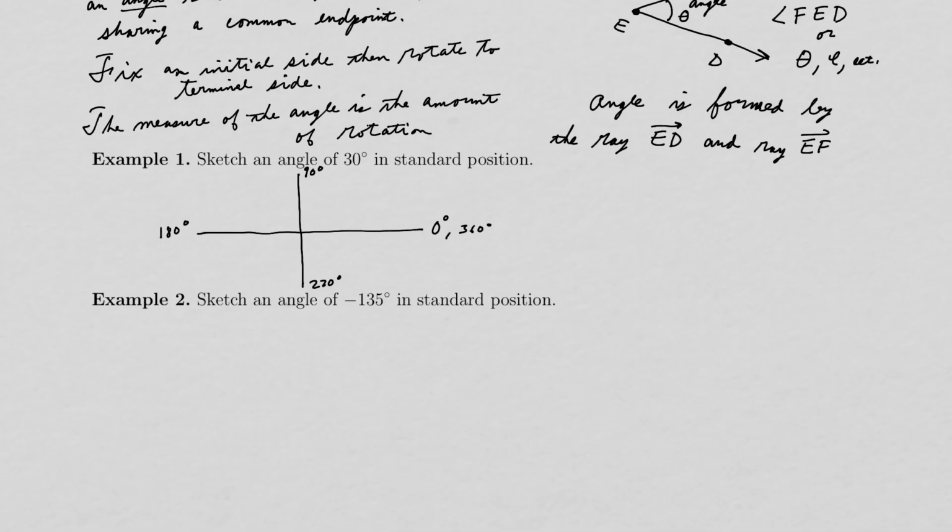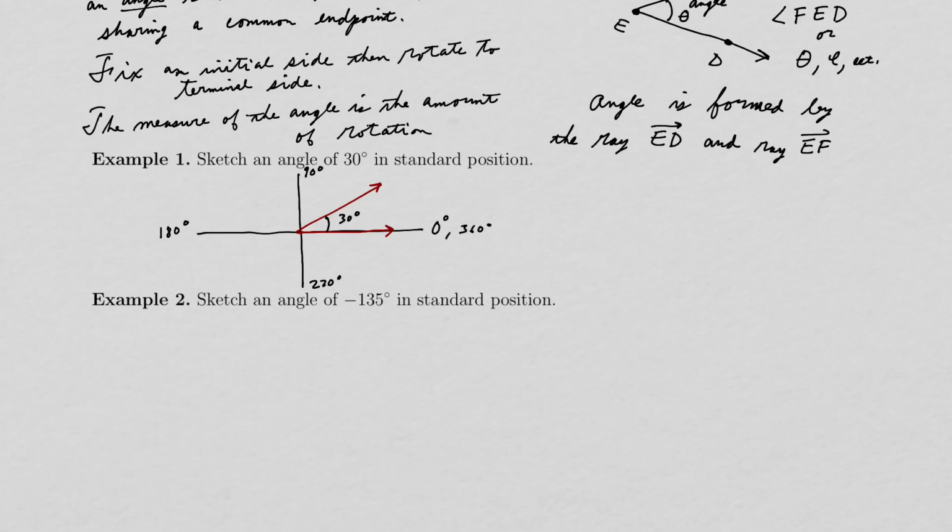So the initial side is formed by a ray that goes from the origin along the positive x-axis. And then the final ray, the terminal side, is, say, right here. So the angle would be this angle right here. Let's say in this case it's like 30 degrees. So that would be an angle of 30 degrees in standard position. So again, the initial side is along the positive x-axis, and then you rotate until you get to the terminal side.